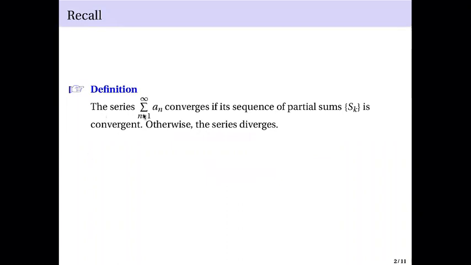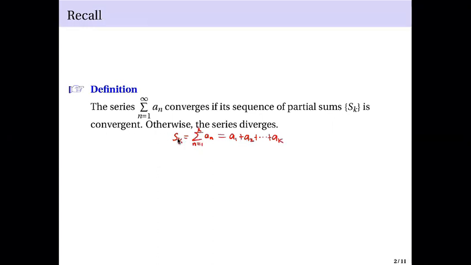the series sum n equals 1 up to plus infinity of a_n converges if its sequence of partial sums s_k is convergent. Otherwise, the series diverges. So let us recall s_k. This is just the sum from n equals 1 up to k of a_n, and this is just a_1 plus a_2 plus until you have a_k. So this is your s_k.